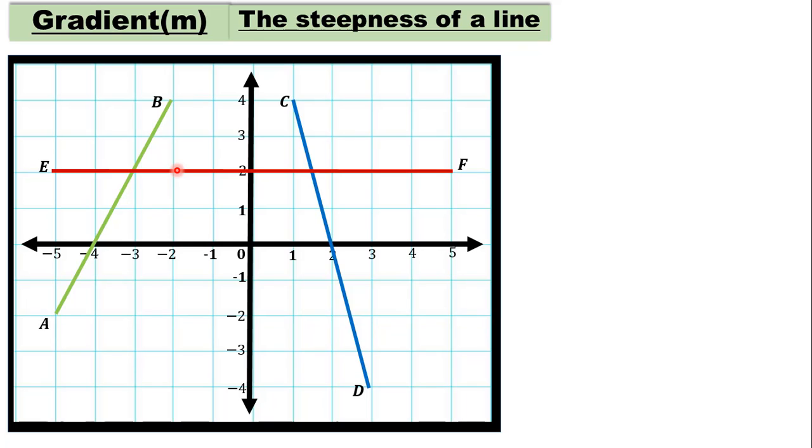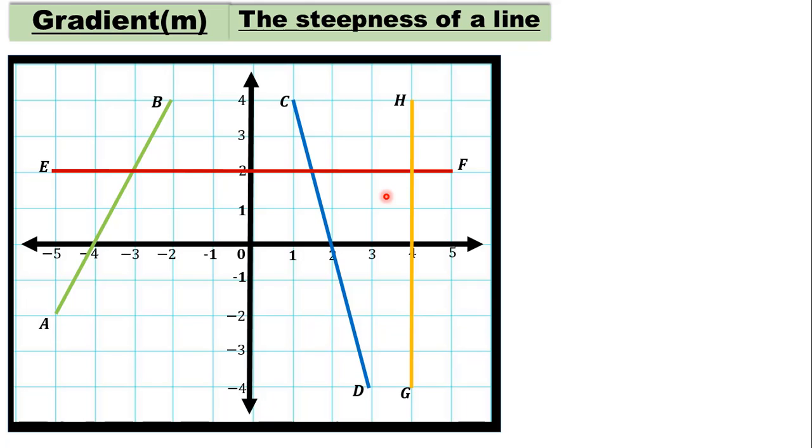There can be another scenario in which the line is totally vertical, like the one represented by the letter GH. Now students, if you look at it, this is the line which has a gradient that you can't calculate. So we say that the vertical line always has a gradient that is undefined or infinity, while the line EF, which is horizontal, always has a gradient equal to 0.